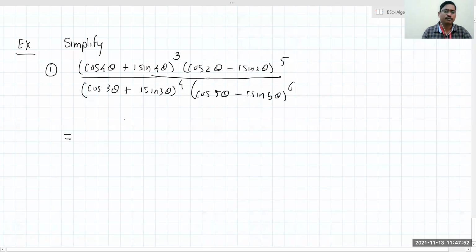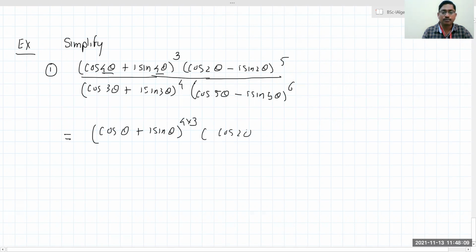So De Moivre's theorem you are going to apply. So this 4 can come out. Look at this: cos theta plus i sin theta raised to 4 into 3, raised to 4 raised to 3.